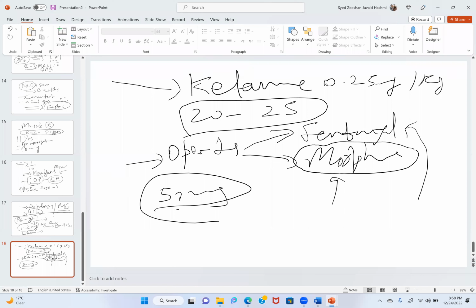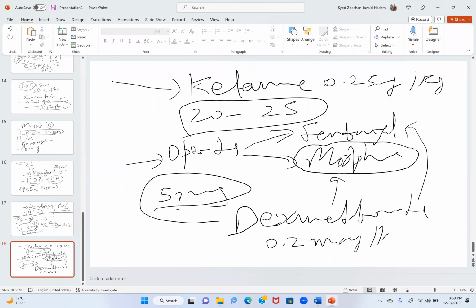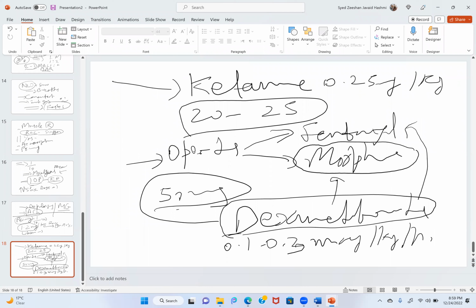I'm telling you my personal experience only. Of course, people use fentanyl to very good effect, but I have replaced fentanyl with dexmedetomidine. I just start a dose of 0.2 microgram per kg per hour, or 0.1 to 0.2, or even under certain circumstances maybe increase the dose of dexmedetomidine. I start with the infusion, so the role of fentanyl becomes not needed much.